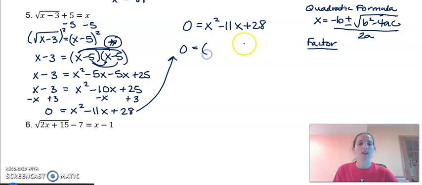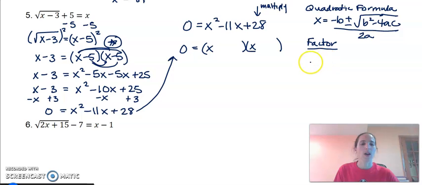So when it comes to factoring, again, we need something that multiplies to x squared. So that would be an x and an x. You want something that multiplies to 28. Okay, so when you factor, I'm just going to list everything that multiplies to 28. 1 and 28, 2 and 14, 4 and 7. No 3, no 6. So those are my three options.